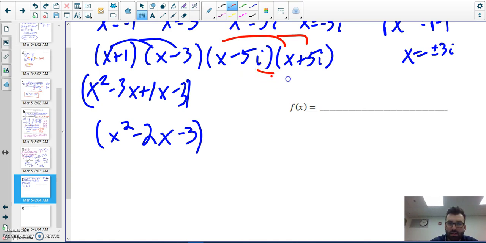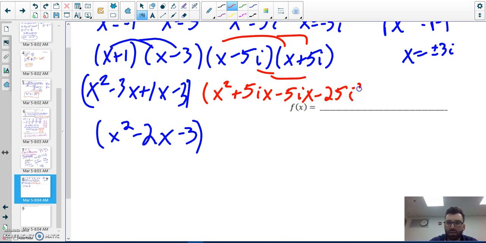If I multiply my i's, I get x squared plus 5ix minus 5ix minus 25i squared. These, you'll notice, will cancel out. So it's just x squared.